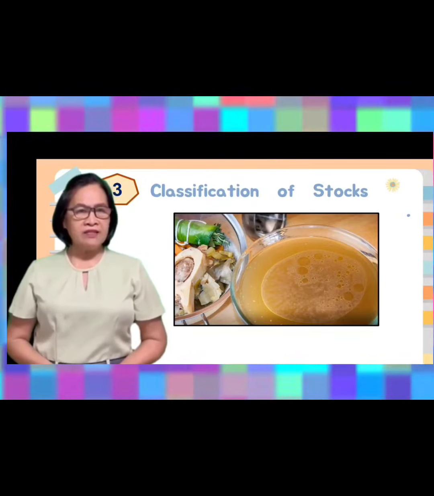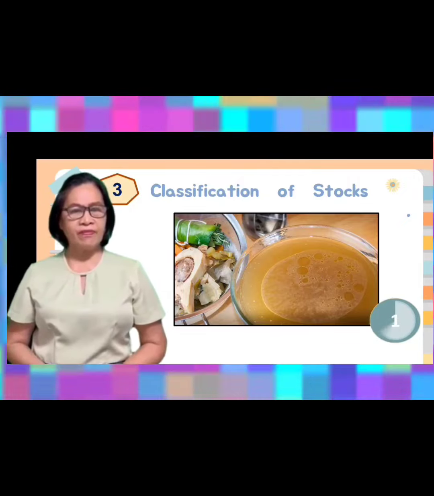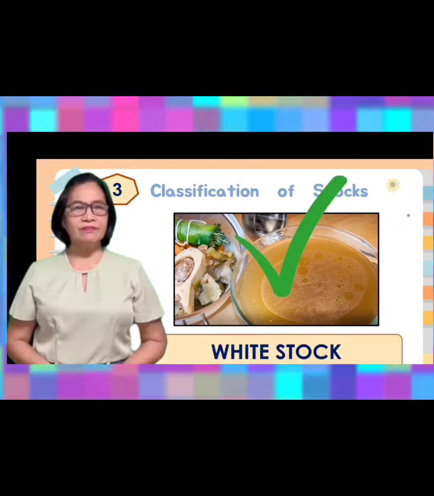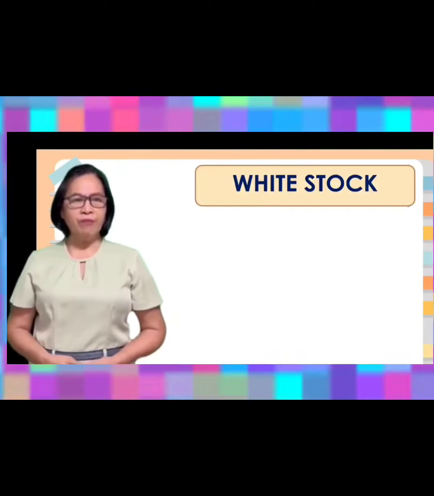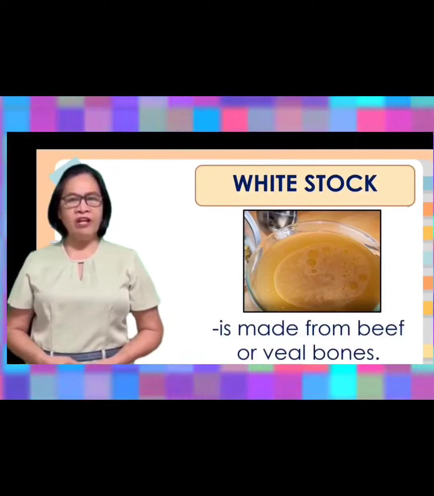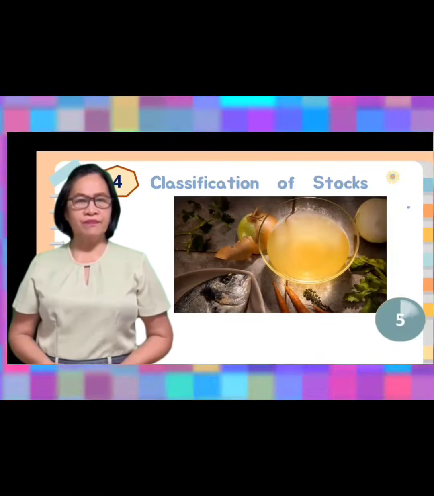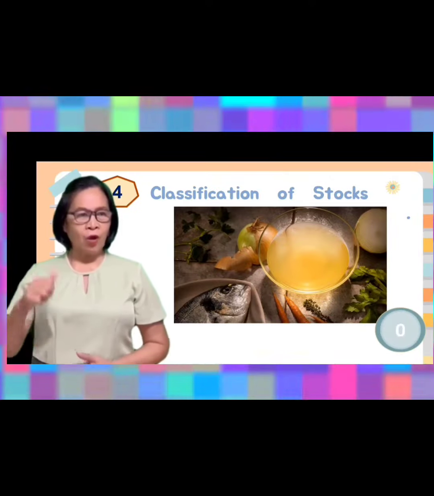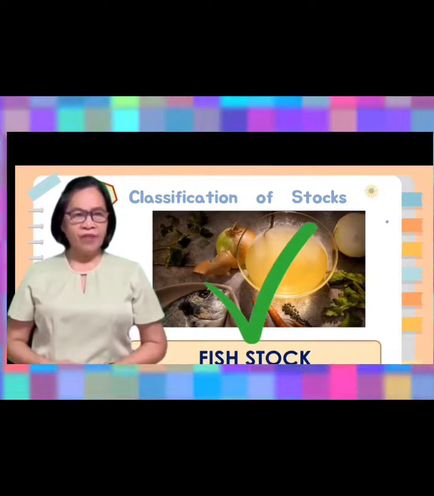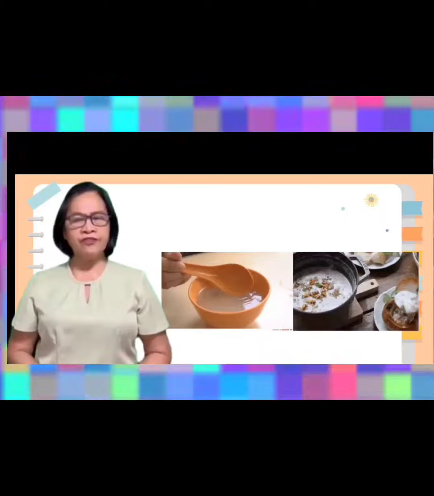Let's go to the next. What kind of stock is this? Very good. White stock. It is made from beef or veal bones. We have the last picture. What stock is this? Correct. Fish stock, and it is made from fish bones and trimmings left over after filleting.